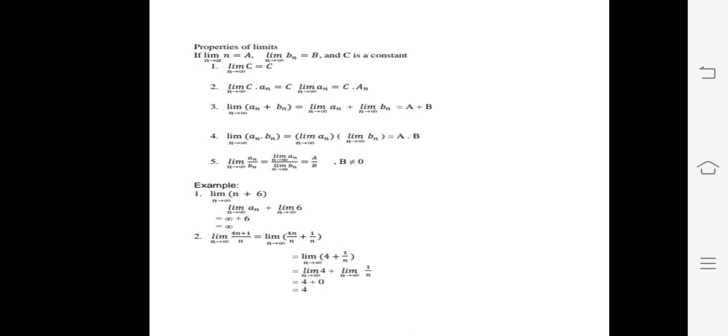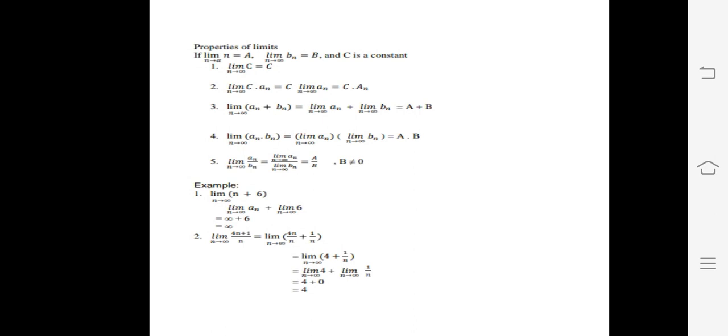Number 4, the limit of the quantity a sub n times b sub n is equal to the limit of a sub n times the limit of b sub n, which is equal to a times b. Number 5, the limit of a sub n over b sub n as n approaches infinity is equal to the limit of a sub n over the limit of b sub n, which is equal to a over b, where b is not equal to 0.